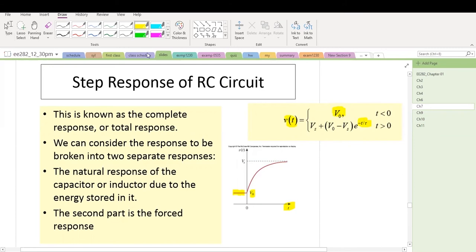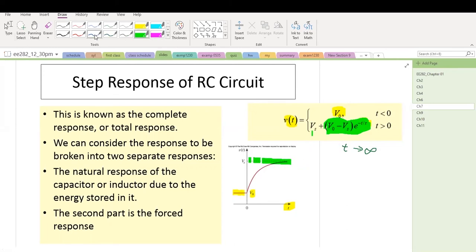We can see that as t goes to infinity, this whole term goes to 0. Before time goes to infinity, there's a transition time. So this is a transitional period here, which behaves like an exponential.